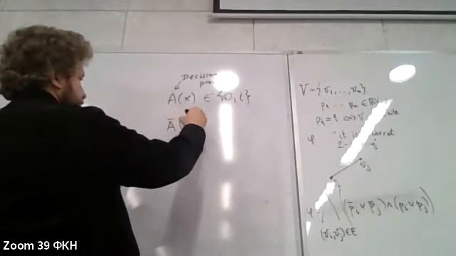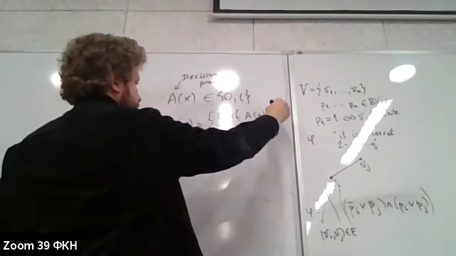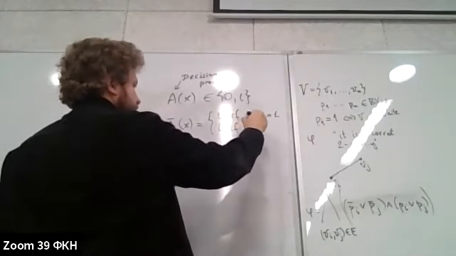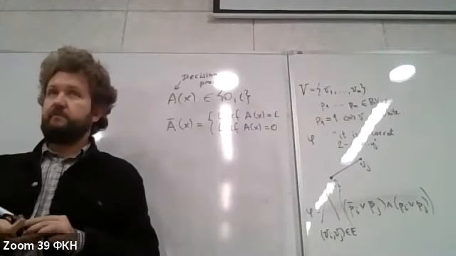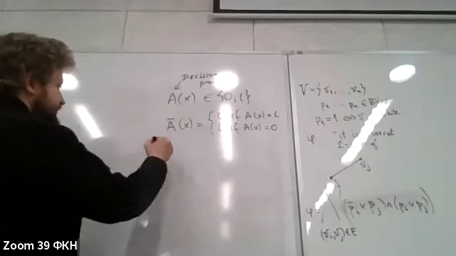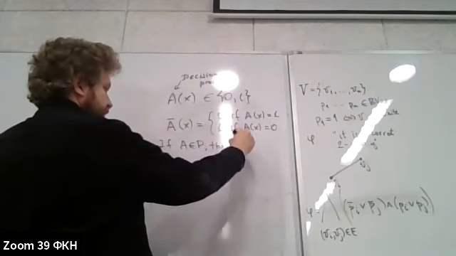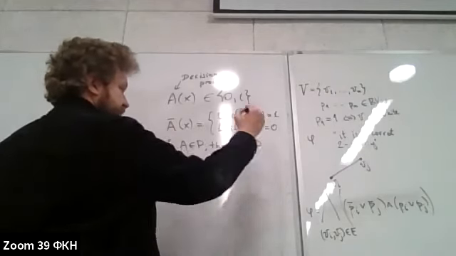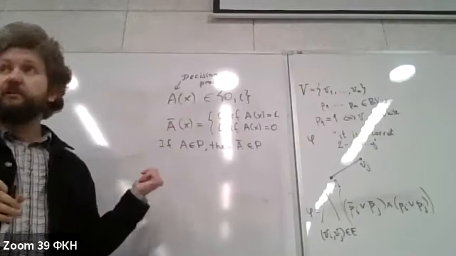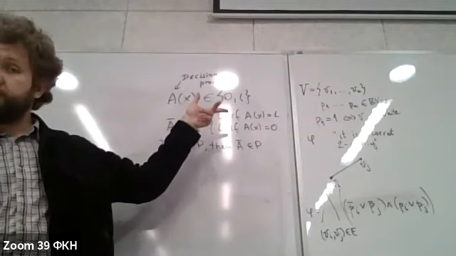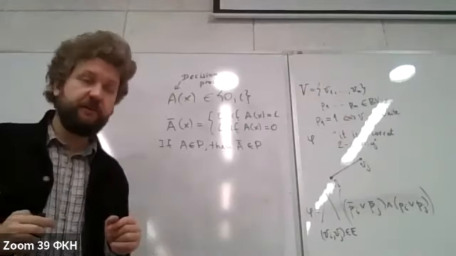A bar, which is 0 if A of x is 1, and 1 if A of x is 0. So the first observation is that if A is a polynomially decidable problem, then its complement is also polynomially decidable, right? Because we'll just run the algorithm and then swap the results. This is trivial, there's nothing to say about this actually.